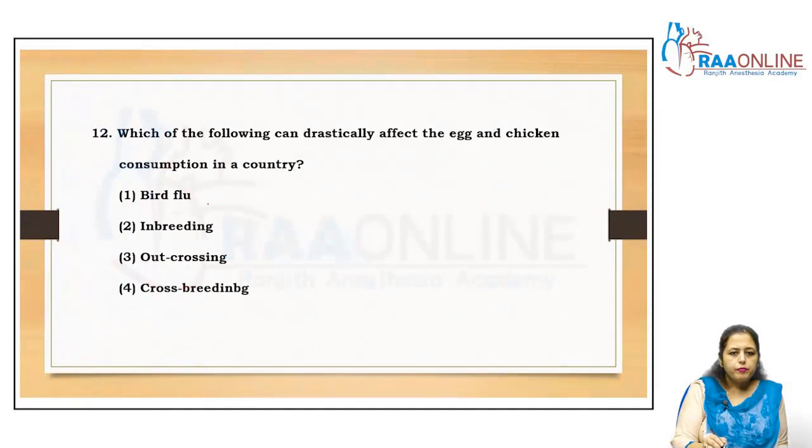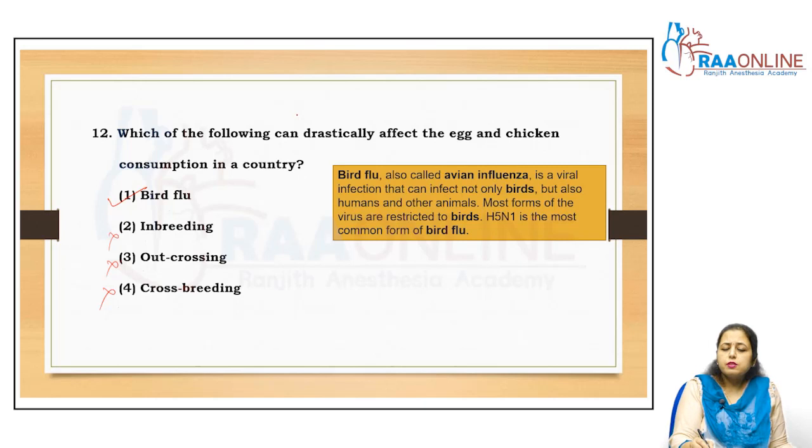Which one of the following can drastically affect the egg and chicken consumption in a country? Bird flu, inbreeding, outcrossing, or crossbreeding? No, the last three are related to improving animal breeding. They are the types of breeding, clear? But what drastically affects egg and chicken consumption in a country is bird flu. When we know that a species is affected with some disease, we will not be able to consume it.